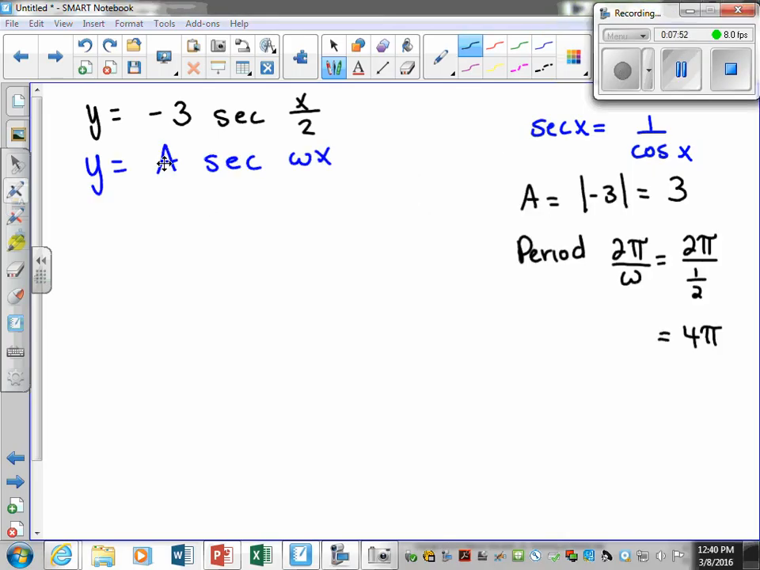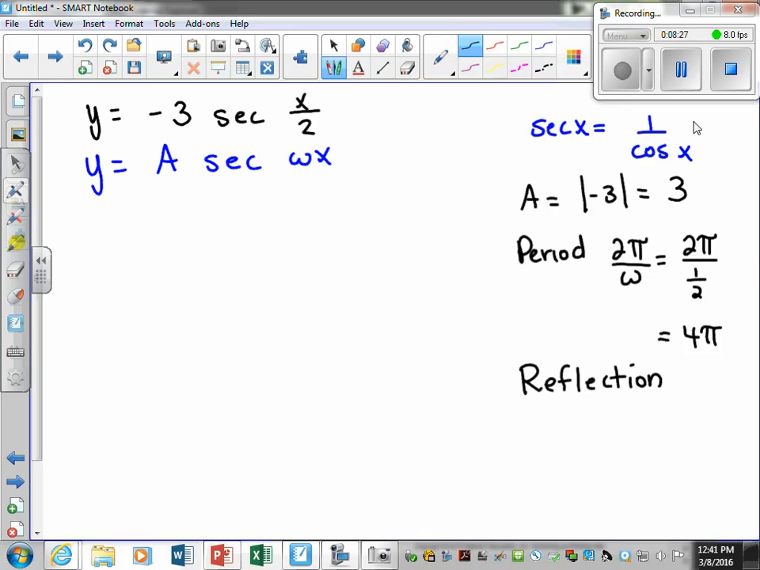Okay, my A is going to be the absolute value of negative 3, which is just 3. We also have a reflection because of that negative sign. So you have a reflection, we have an amplitude of 3, and the period is 2 pi over omega. Omega in this case is just a known 1/2, 1 here over 2, 1/2 pulled out front, so omega is 1/2. We plug omega in, multiply by the reciprocal, which is 2, so you multiply this by 2 and you get 4 pi. So we have all of our characteristics.